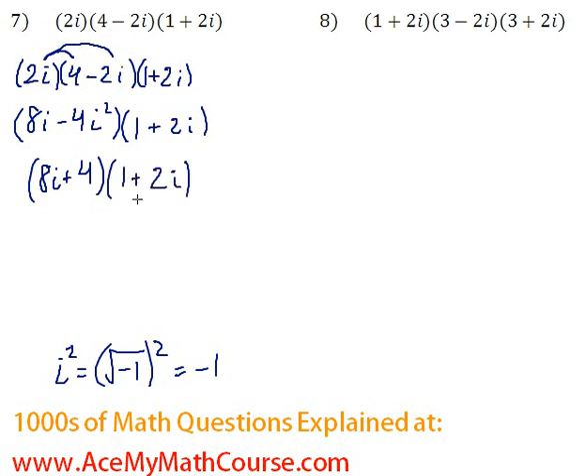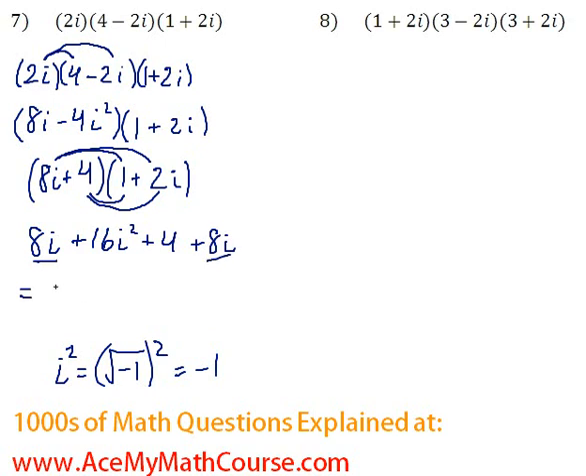Great, and now we can FOIL this. We can go first, outside, inside, last. So 8i times 1 is 8i. 8i times 2i is just 16i squared. 4 times 1 is 4. And 4 times 2i is just 8i again. So now we can combine like terms. 8i plus 8i is just 16i.